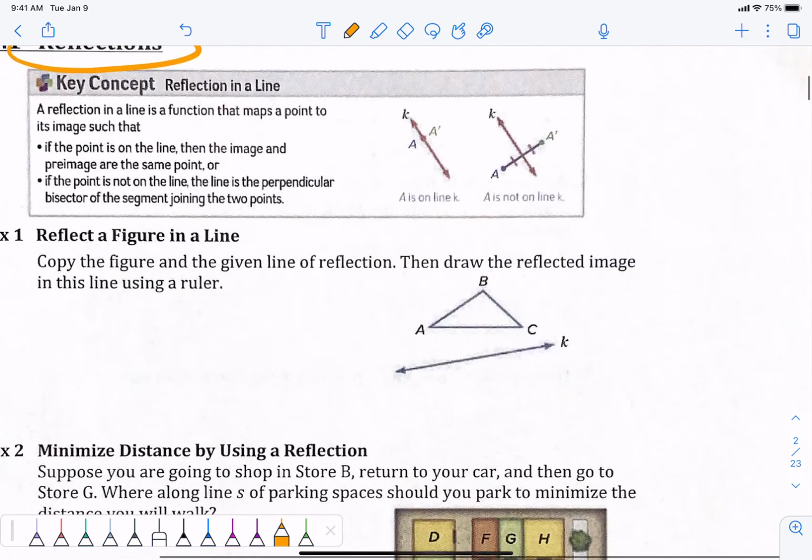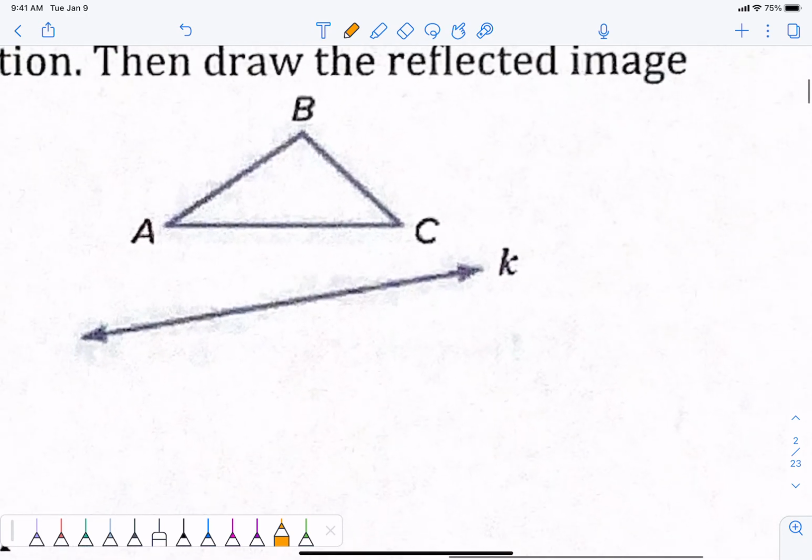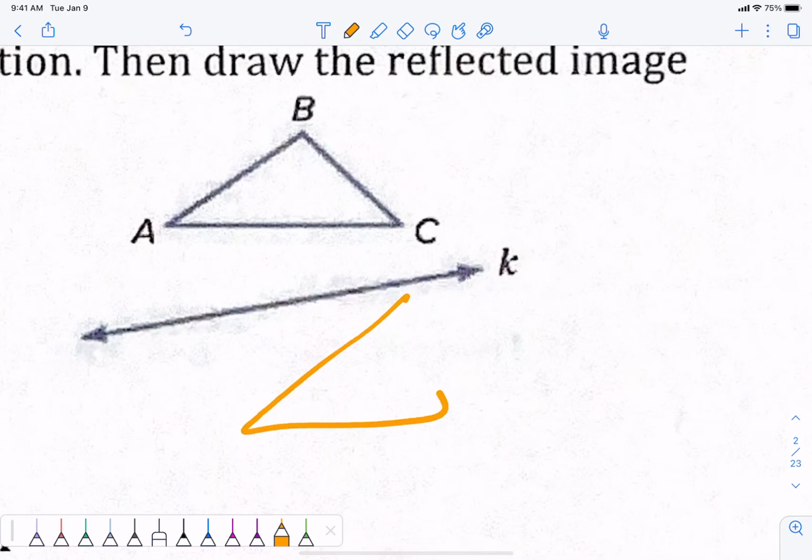Okay, so in example 1, they want us to reflect this image over top of this line. And you're not going to just willy-nilly draw the thing, right? We're going to do this high-tech. This is going to be hard for me to explain while recording this video. But here's what you're going to do.